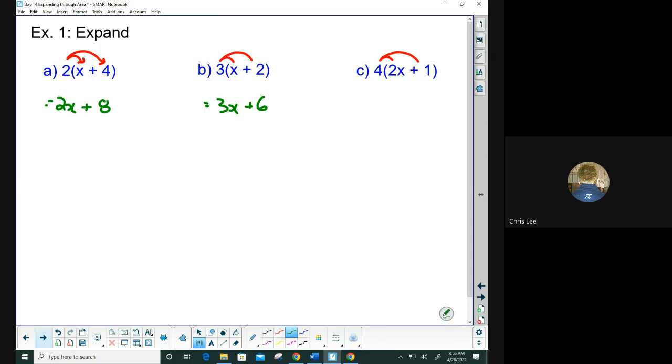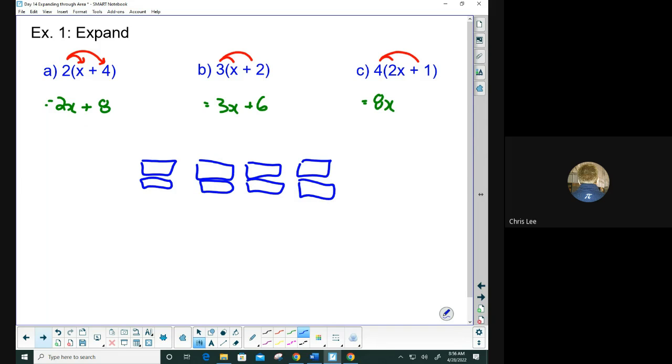What's 4 times 2x? 8x, that's right. If you imagine it, we would have 2 x's. So imagine those rectangles. We got 2 of them here. There's 2x. And then we have 4 groups of this. Right? 1, 2, 3, 4. 4 2x's is a total of 8 x's. Okay.